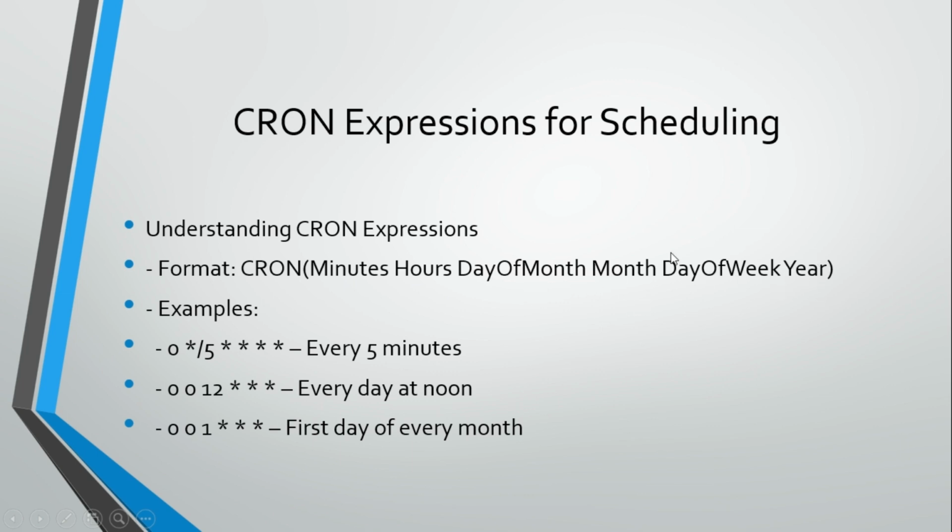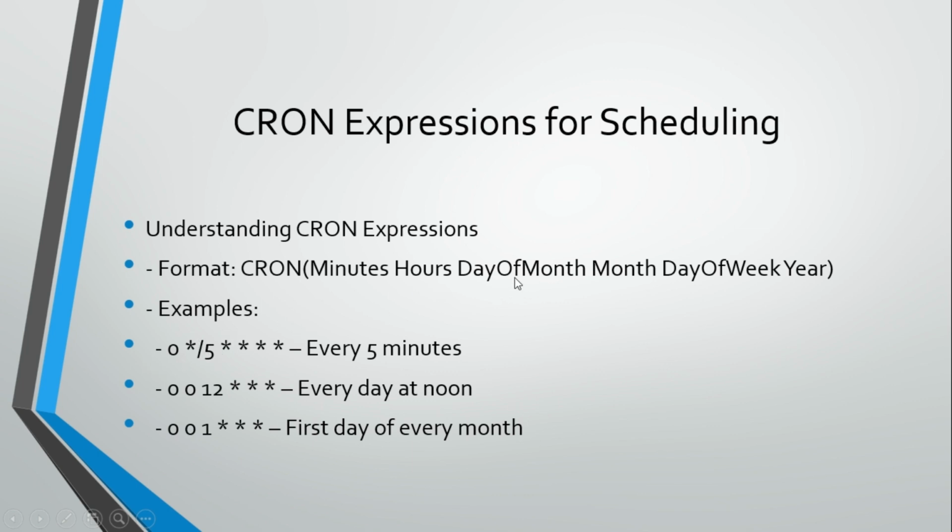right? So year is an optional parameter here. For example, if you want to run a function every 5 minutes, then in the first place we have to define 0, then we define star backslash 5, and the other parameters are star. When you define star, it means every day, every month, every day. For example, if you don't define backslash 5, that means it will consider every hour, right?